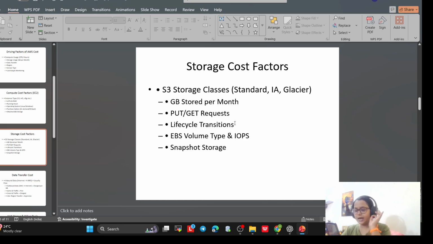Storage cost factor means how much storage you use. For storage, EBS is also a thing, but generally we use S3. S3 stands for Simple Storage Service, but here we mean S3 classes. In S3 also there are many different types: Standard, Intelligent, Glacier. Here also we have to consider GB stored per month, PUT and GET requests, lifecycle transitions, EBS volume type, IOPS, and snapshot storage.